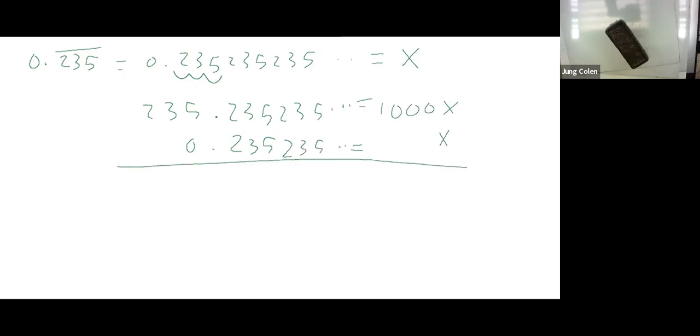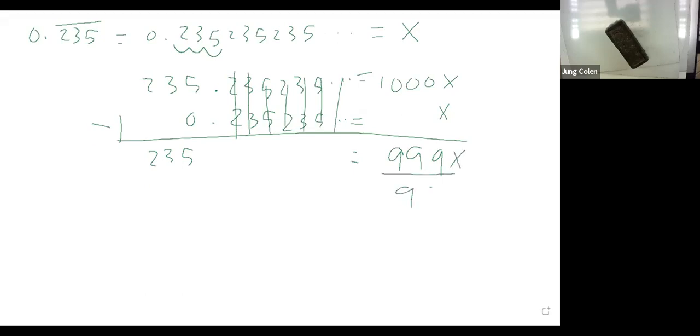Right? So if you subtract, you're not going to have any decimal points there. After the decimal points, there's none. You have only the whole number here on the left-hand side. You have what? 235 minus 0 is 235. And this is gone, gone, gone. And you have 999x. To solve for x, what do you do? Divide that by 999. So that is your fraction number, a rational number.